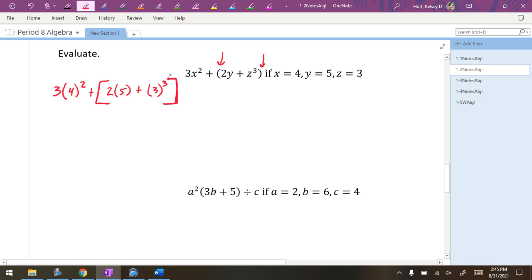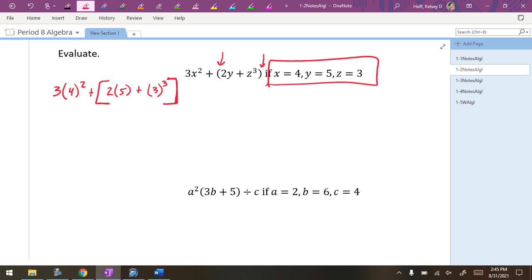Does that make sense? If you are okay using parentheses, that's fine. I just don't like to have a bunch of them stacked up. Yes. Yes. X is 4, Y is 5, Z is 3. Is that what you're asking me? Oh, yeah. Now I see that. Yeah.